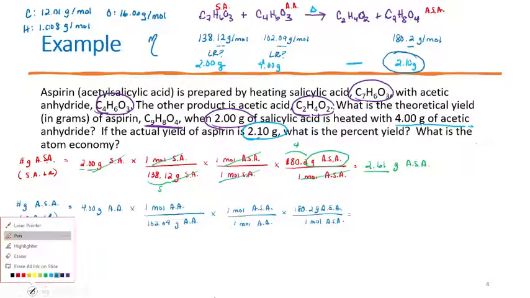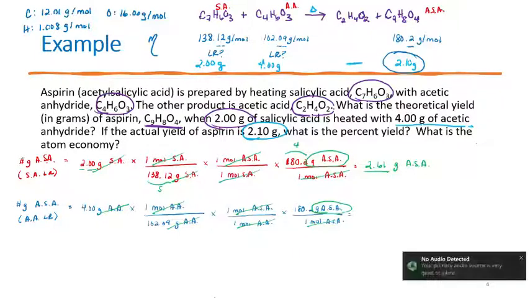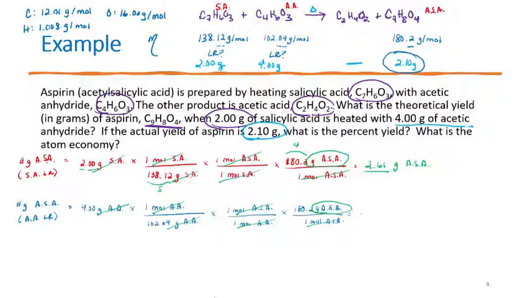Make sure that your units have canceled out. So grams of acetic anhydride, moles of acetic anhydride, I apologize, and moles of acetylsalicylic acid, giving me grams of acetylsalicylic acid. Then go ahead and multiply and divide as appropriate throughout the equation. And I calculate out 7.00 grams of acetylsalicylic acid.